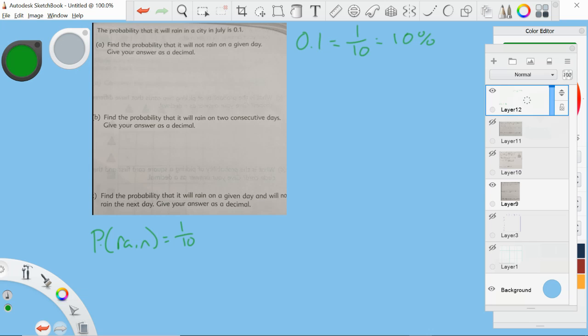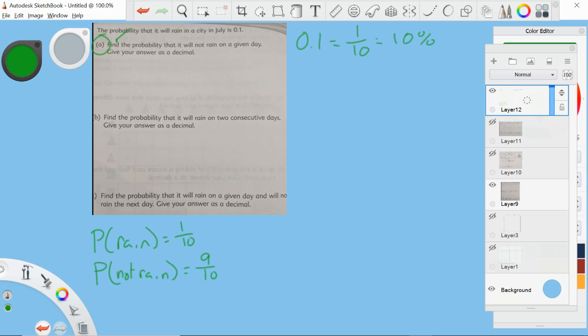So the probability of rain is 1/10, the probability of it not raining is 9 out of 10, or 90%, or 0.9. So that answers the first question.